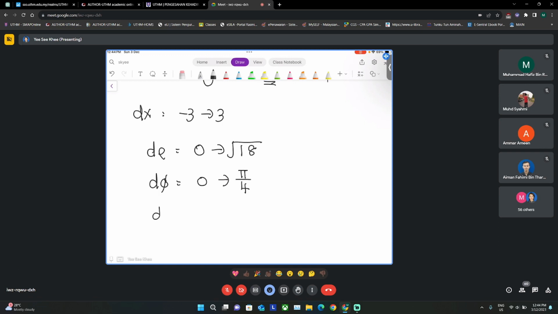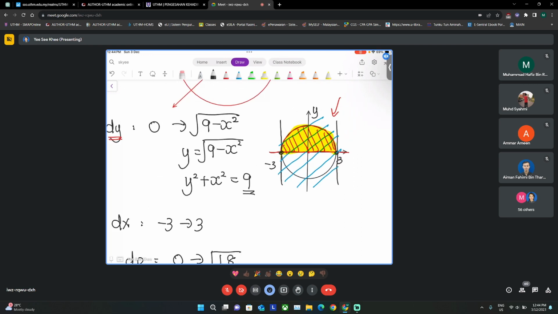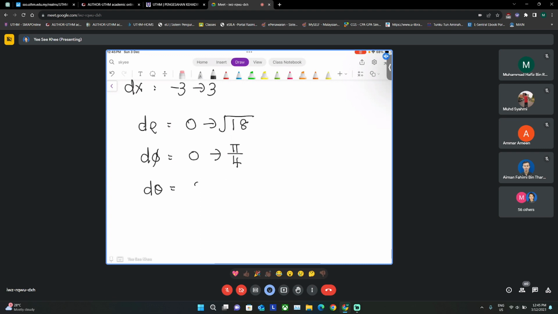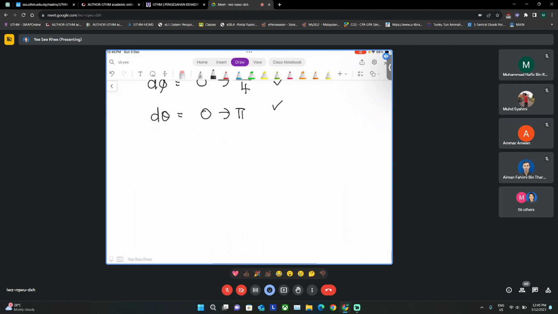And the last one will be the d theta. When I want to look for the interval for the theta, I will always look at the 2D view, which is this one. So what is theta? Theta is the angle from here until here. So it is 180, meaning that it is from 0 until pi. Alright, so you have settled all these three intervals. Now you can put them into your triple integral.